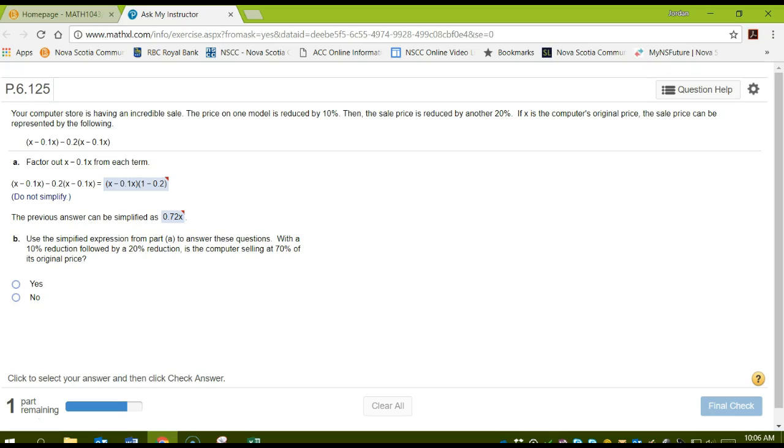Okay, so basically what we have here, x minus 0.1x, that's the same as 10% off of that original price. So this is our 10% reduction minus 20% of that reduction again. That's just modeling what's happening here. So let's copy that down and then we'll factor out x minus 0.1x from each term.